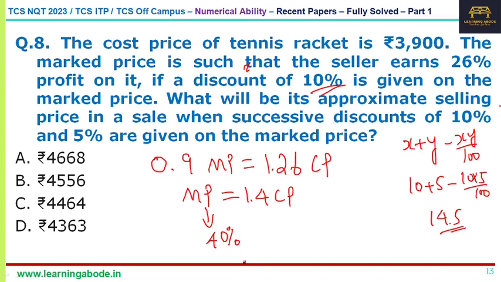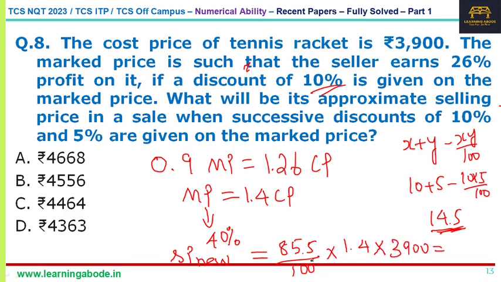Now what is the new selling price? The new selling price would be, you have to offer a 14.5% discount. After a 10% discount you write it as 0.9. After a 14.5% discount you can write it as 0.855, or you can write it as 85.5% into 1.4 into the cost price, that's 3900. So this two will go on.